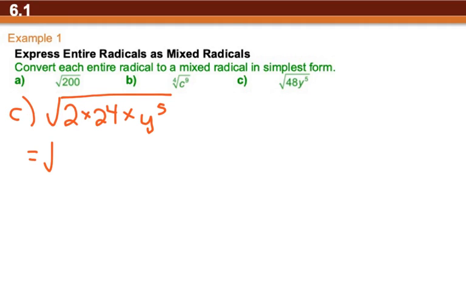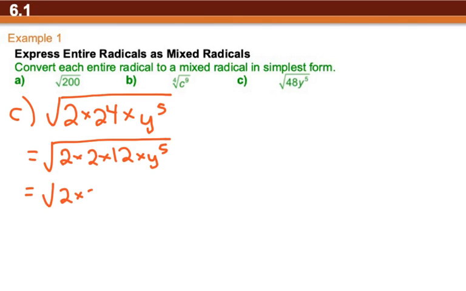So keep prime factorizing. We have 2. Looking at 24, 24 is divisible by 2. It's 2 times 12 times the y to the 5th. Now you don't need to always write out every step of the prime factorization. If you can see a couple of steps in, you can go ahead and do it that way. But just know that it does need to get fully prime factorized. So we have 2 times 2. Looking at 12, it's also divisible by 2. It would be 2 times 6.